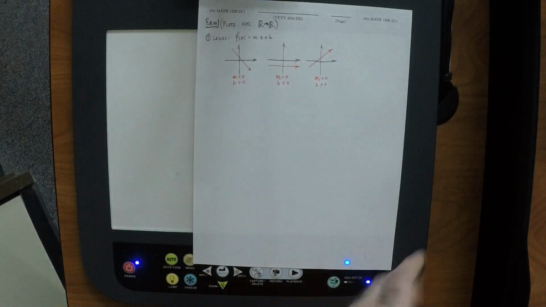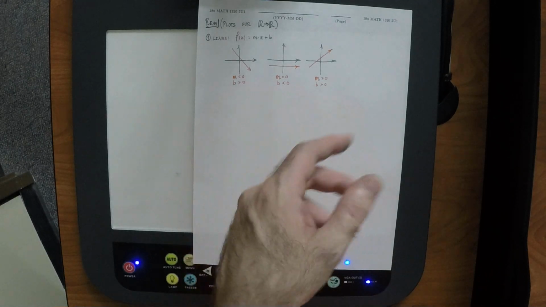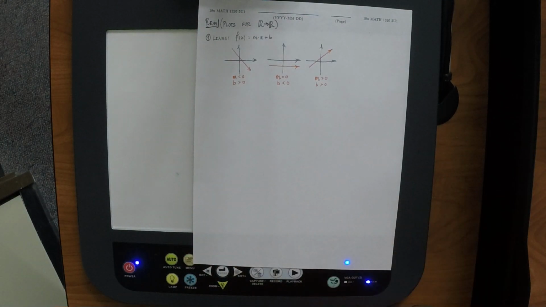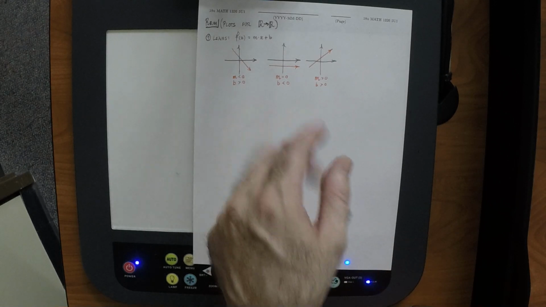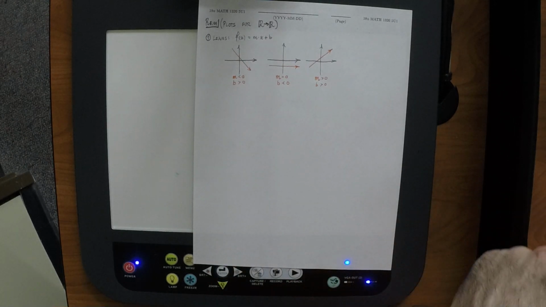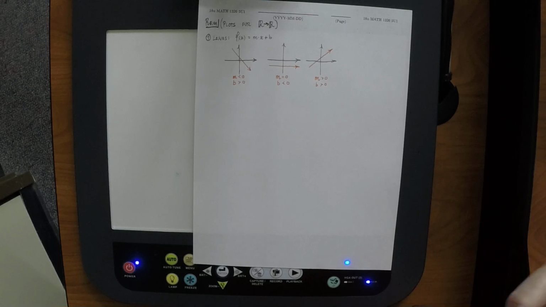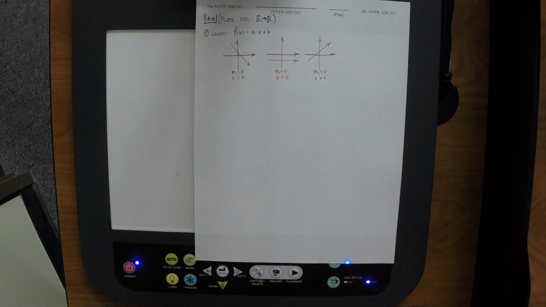And then, there's other combinations, but I leave it to you to figure it out. There's more than two others, right? Well, if you were to do all combinations of m is negative, 0, positive, b is negative, 0, positive, then there'd be 9. But I leave it to you. Okay.